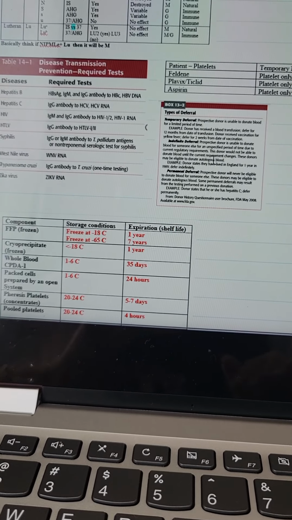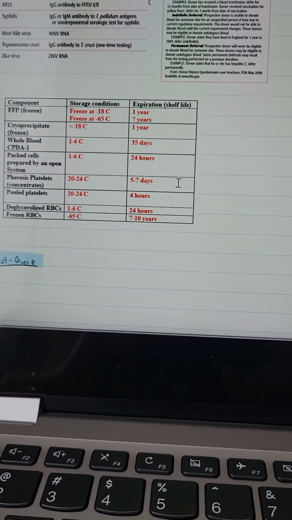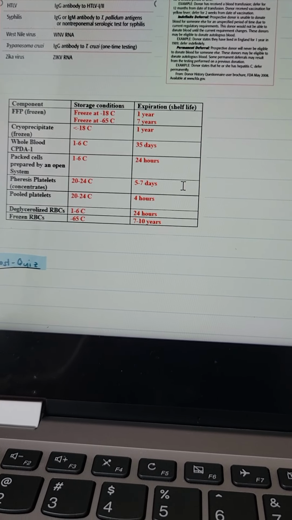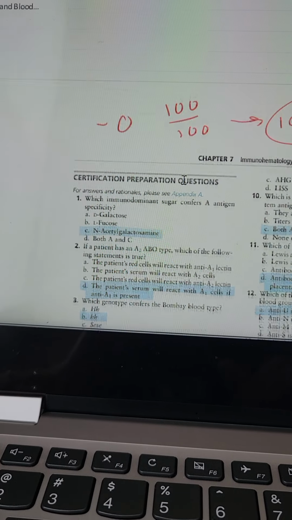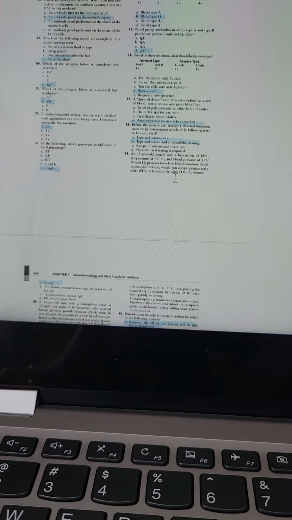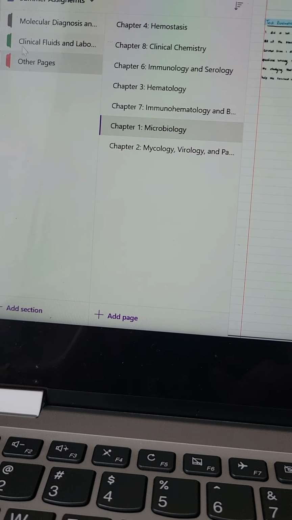I got a couple of these wrong in my original time, so I want to make sure I got it right again. This one was the storage and expiration dates, which is something that I remember I made a table for during the class, and it did help me, so I included it here. And then my post-quiz results, which my corrections at the top, as you can see. And my test evaluation. Then we have chapter 1, microbiology, which was due August 22nd, 2021.